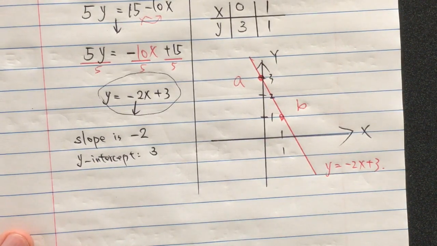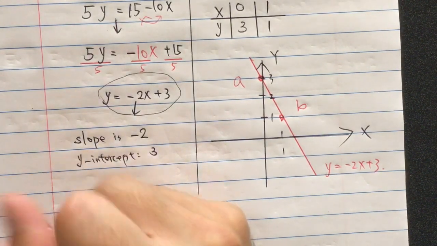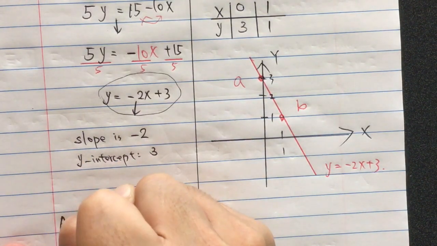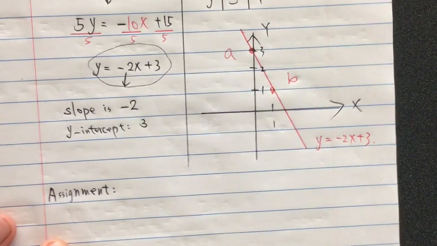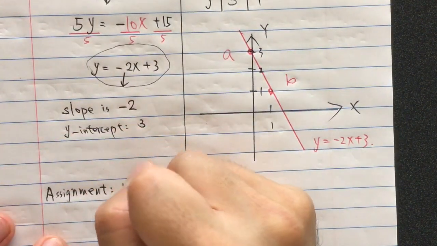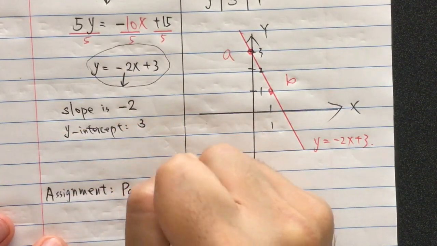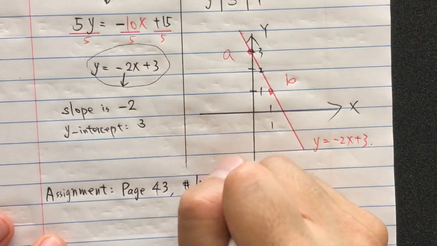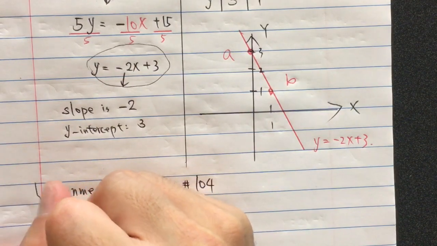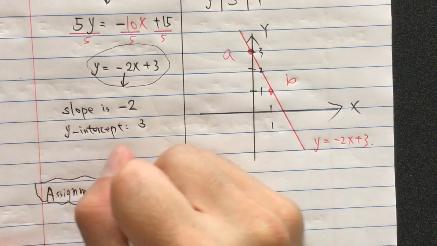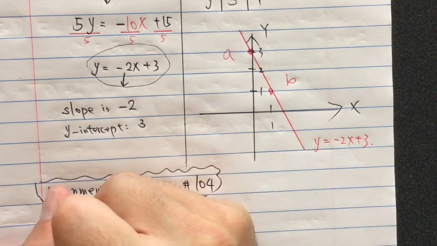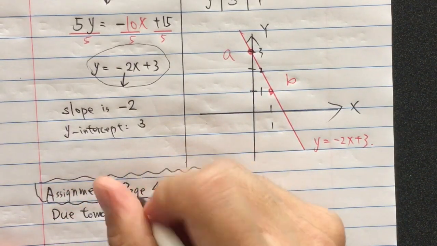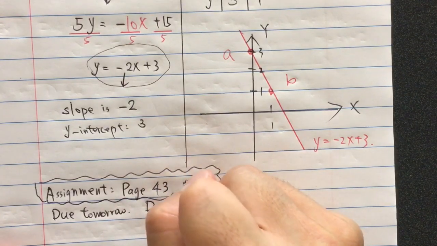Now I want to do one question. Assignments: page 43, number 104. Only one question. Very easy. And due tomorrow, do it on another paper.